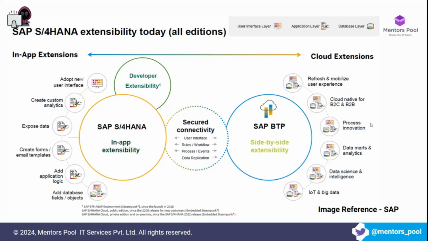If you would like to define the steps for them, it would look like this: in the case of in-app extensions, you add a database object to your tables, you add application logic. If you want to build, you could create forms or email templates on top of it. You can expose new data, create custom analytics on top of it, or adopt a new user interface. And then there is a slight overlap between developer extensions and in-app extensibility there.